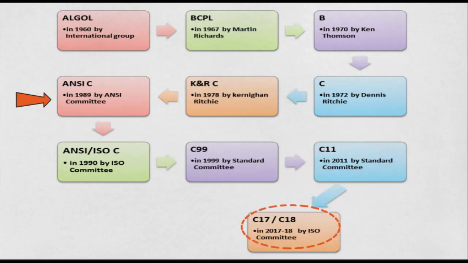In 2017, C11 was revised and various defect reports were solved. This standard is informally called C17 or C18. It contains no new features, just corrections. It is the current version of the C language.